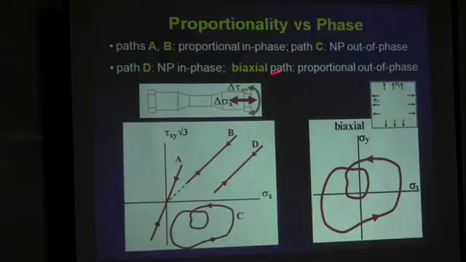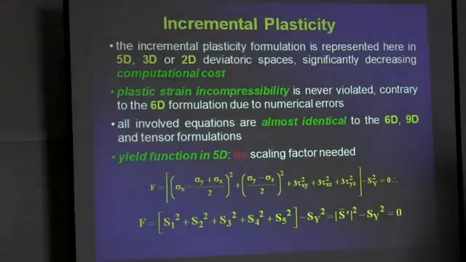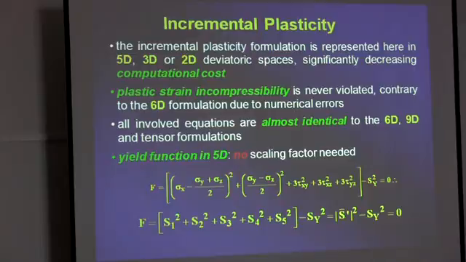biaxial tension, you can have a proportional loading because the principal directions are x and y, but it's out of phase. So you can get anything. So they are kind of independent. So you have to be careful when talking about proportionality and phase.